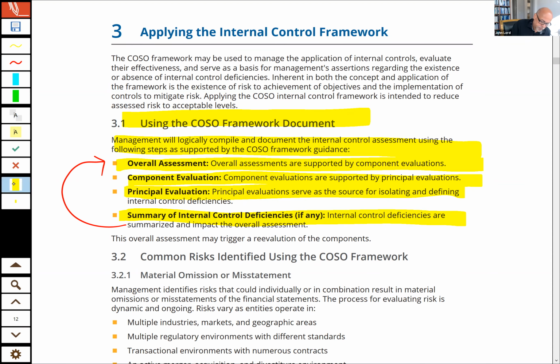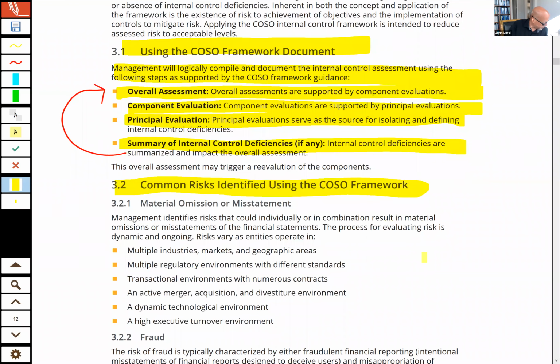So let's go ahead and look at the components, okay? And let's see what they tell us about the components. And notice that management identifies risk that could individually or in combination result in material omissions or misstatement in the financial statements. And again, this whole system works together. So even though you look at it from component, you understand that the components are interconnected, right? That's why I don't like the way they keep using that crime mnemonic, because it sort of takes away the evaluation that's going on within the structure, the COSO structure.